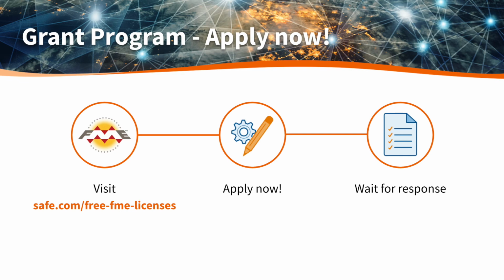So apply now. Applying to the grant program can be done in 3 easy steps. First, visit our website, safe.com/free-FME-licenses. Next, complete the short application form that best fits your needs and submit. And finally, wait for your response. Either my colleague Shannon or I will reach out to you just as soon as we can. It's important to note that we're always actively reviewing and approving grant program applications, so there isn't really a wait time. Our typical response time is within 5 to 10 business days, and we do our absolute best to get to you quickly.